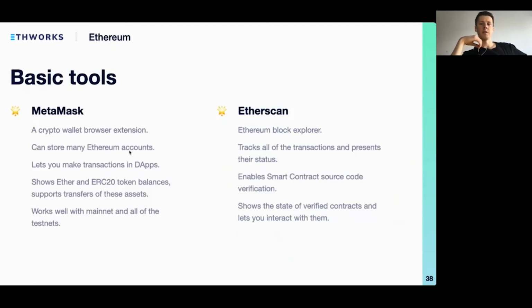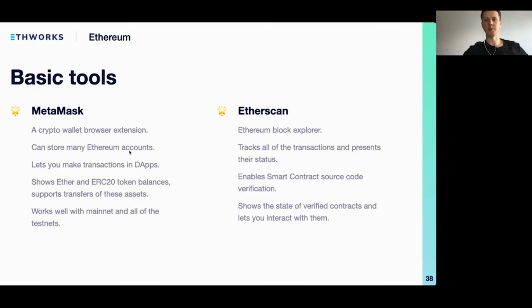It lets you make transactions, shows you the balance of your account, and also the balance in ERC20 tokens that Bartek probably mentioned in his presentation. It works with multiple networks, so not only the main Ethereum network, but also development networks, so it's useful for programmers when they build applications.